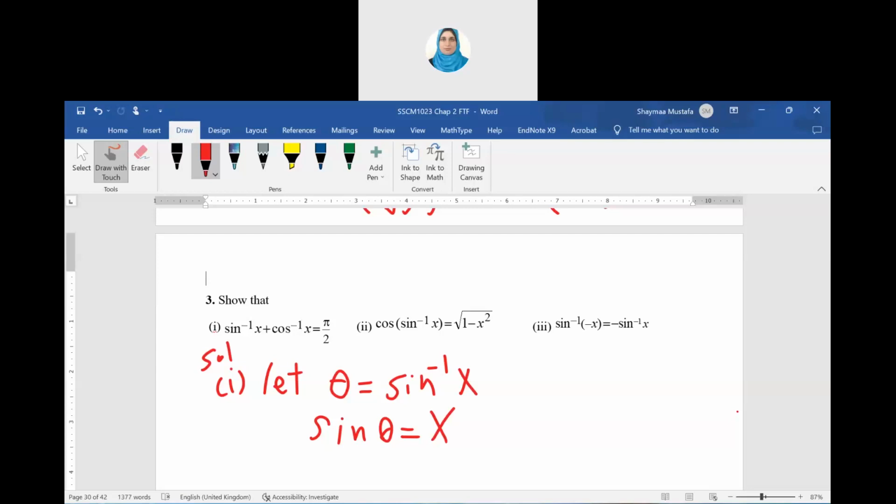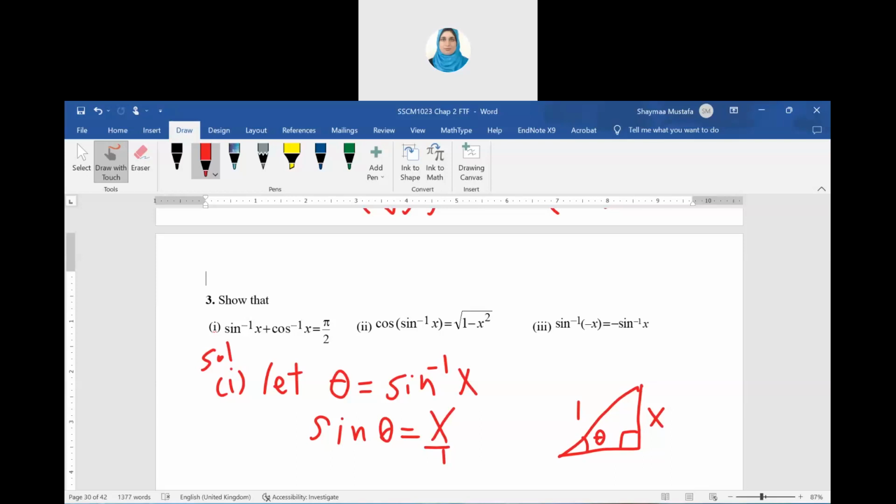If we have sine theta equal to x, if I draw a triangle with a right angle, this is theta. Sine is the opposite over the hypotenuse. So the opposite is x, the hypotenuse is 1. So x over 1.